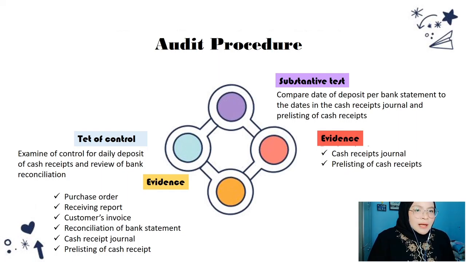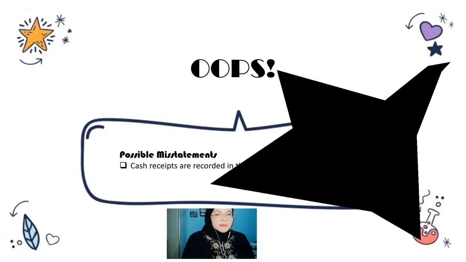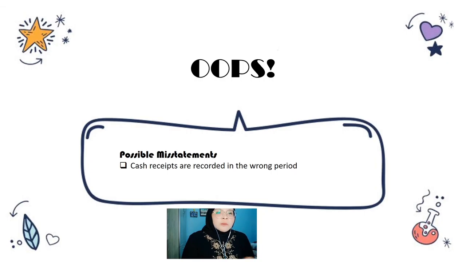The next procedure is the substantive test: compare the date of deposit per bank statement to the date in the cash receipt journal and the pre-listing of cash receipts. For the evidence, they use the cash receipt journal and also the pre-listing of cash receipts. For possible misstatement, cash receipts are recorded in the wrong period.